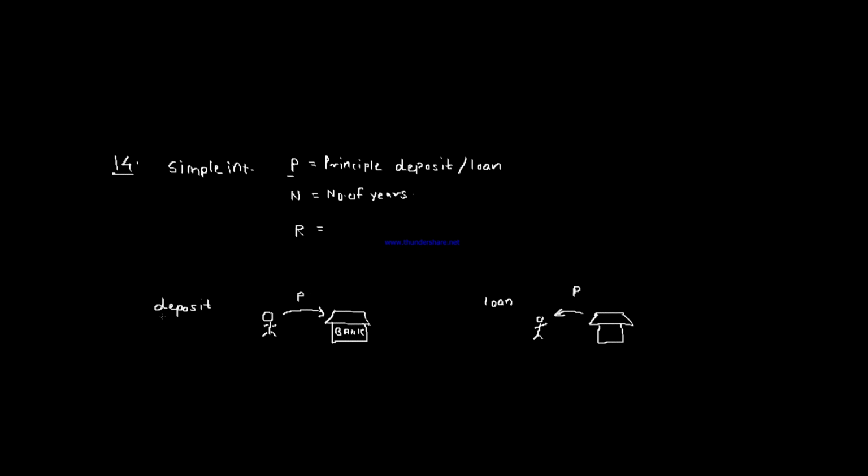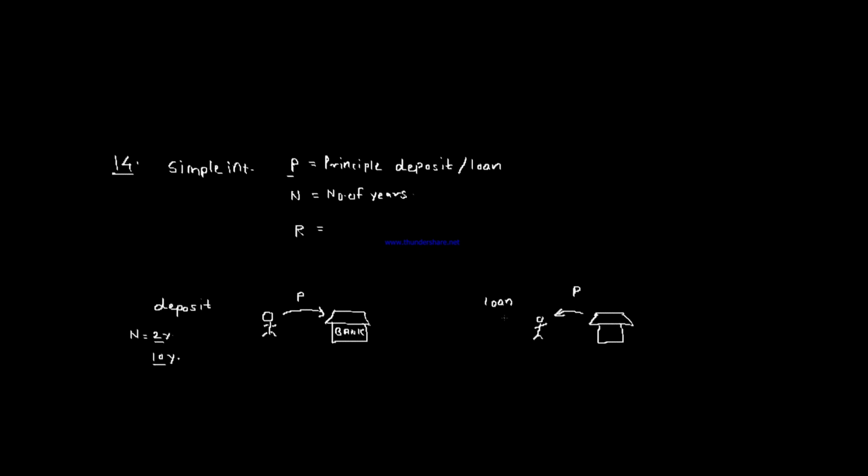Let's talk about the deposit case first. While depositing the money, I will decide by myself, let's say I want to put my money for 2 years, or I want to put my money for 10 years. So the number of years for which I want to keep my money in the bank, that is your N.